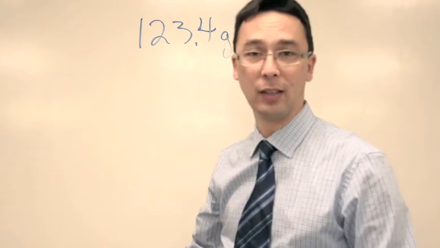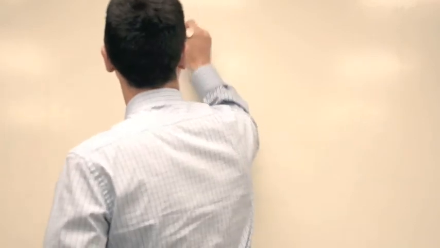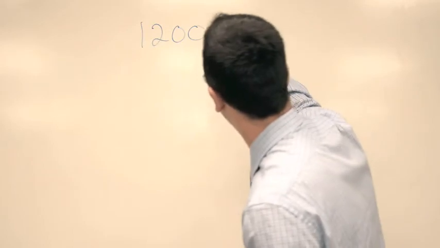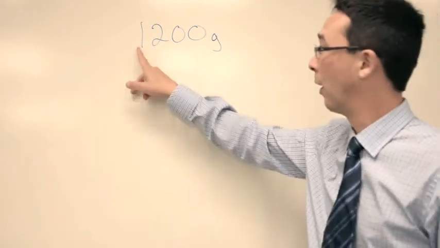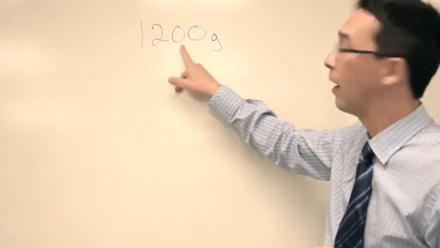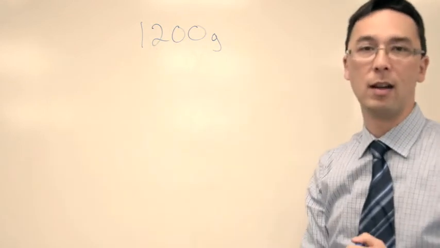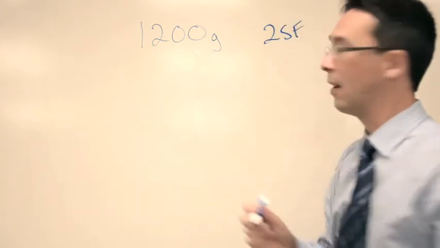Trailing zeros in a measurement would not be significant. For example, 1200 grams. That would be 2 sig figs. The 1 is the first, the 2 is the second. These 2 zeros trail, or in other words, follow the 2, but are not significant. There are 2 sig figs there.